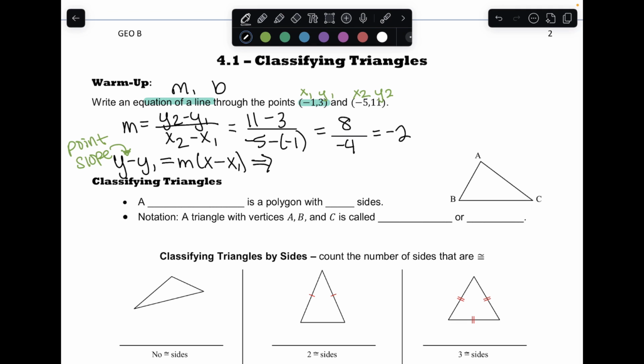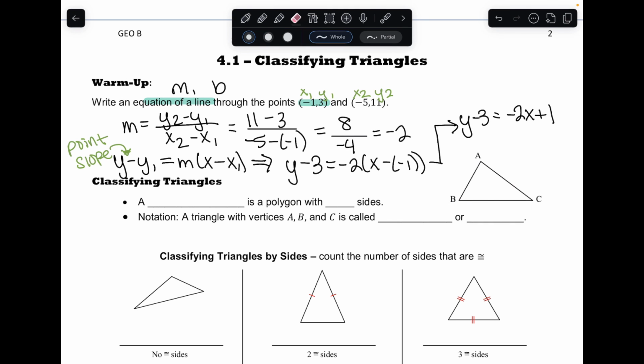So I'm going to plug y1 and x1 in. So I get y minus y1 is 3, so y minus 3. My slope was -2, so m is -2. And then x minus -1. And again, just watching our negatives here, that's a double negative on the inside, so it's going to actually be -2 times (x plus 1).